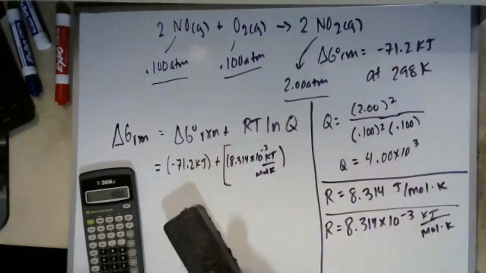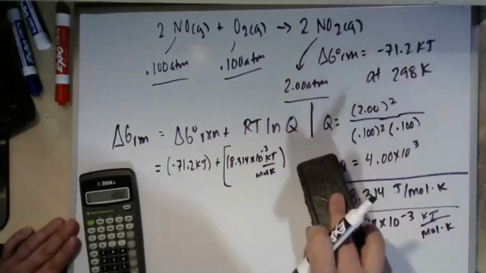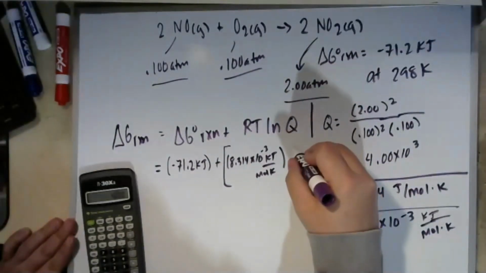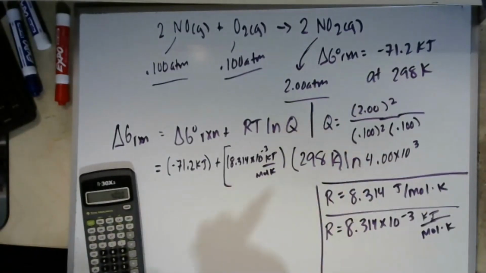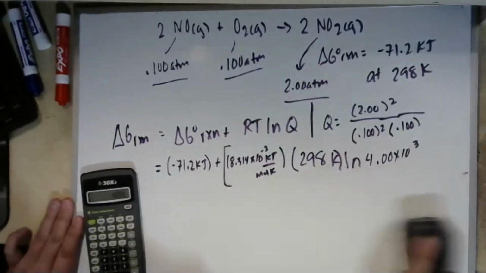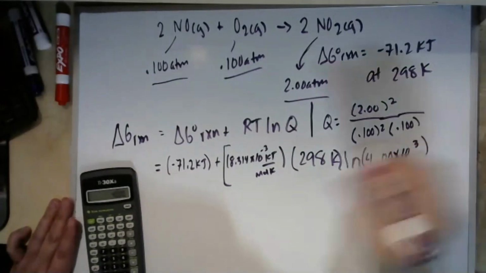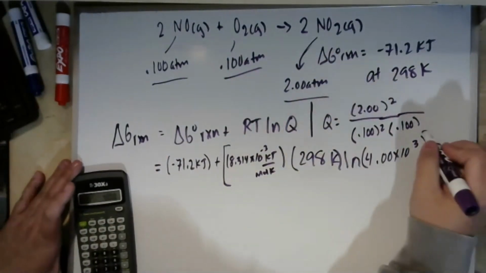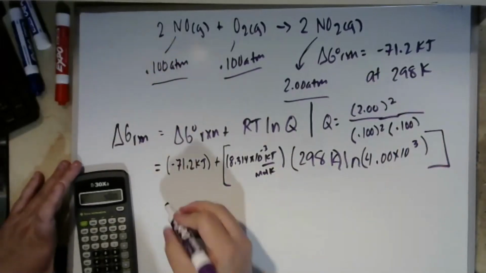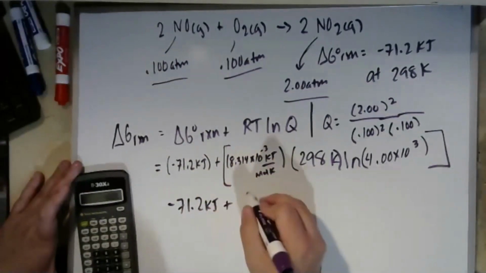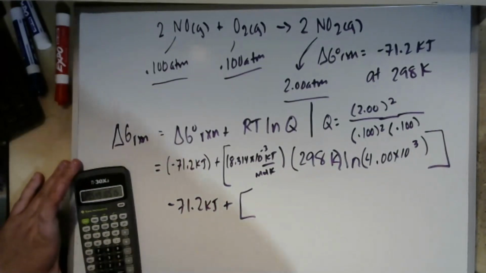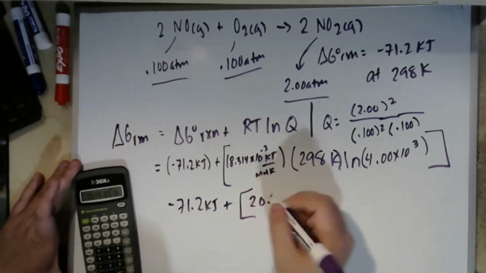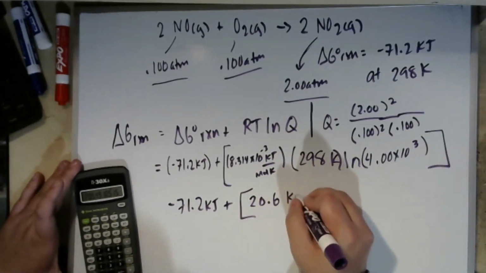We're just going to erase some of this. It's almost like I planned it. Okay. So there we go. Now we can calculate this. All right, so I'm going to calculate my deviation term first. Okay, so this is negative 71.2 kilojoules plus this thing. Okay, so I get 20.6 kilojoules.